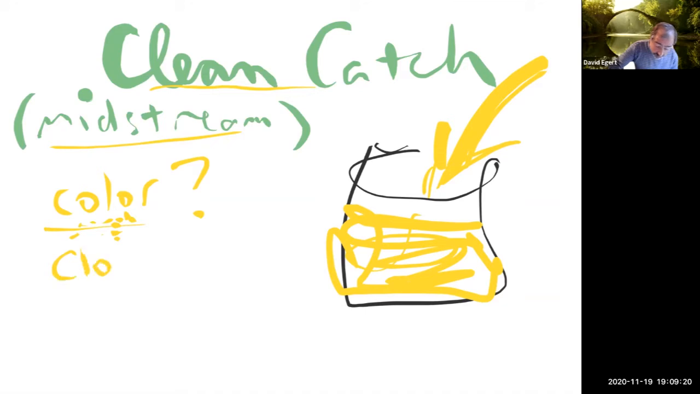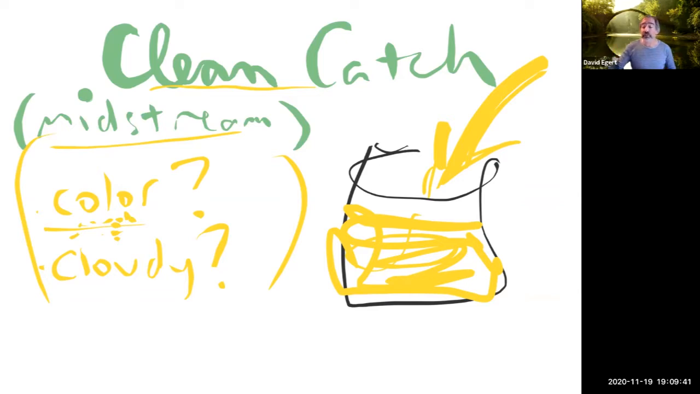You check, is it cloudy? It shouldn't be cloudy. That's usually a sign that there's some kind of infection, like lots of bacteria in there. So before you even look at the other stuff, you check some of these big pictures. But then you're interested in some of the more chemical constituents, and things like pH.